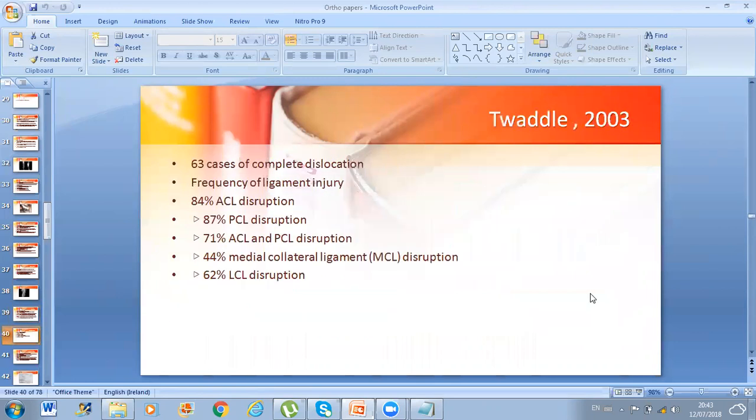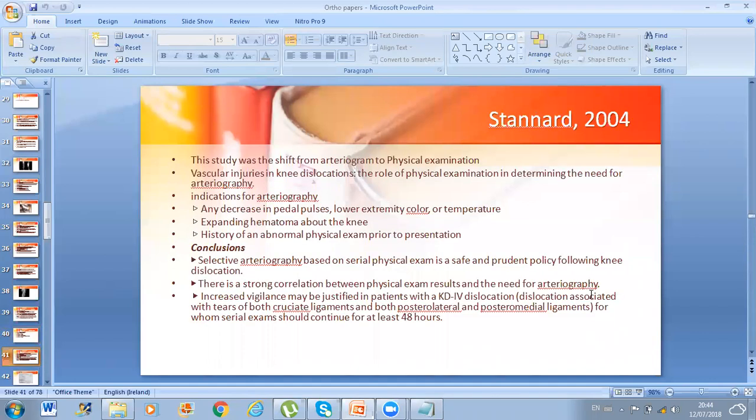This is Twaddle et al., 2003, 63 cases of complete dislocation. He said the frequency of ligamentous injury: 84% ACL, 87% PCL, 71% ACL and PCL, 44% MCL, and 62% LCL. So the most common injuries are ACL and PCL.